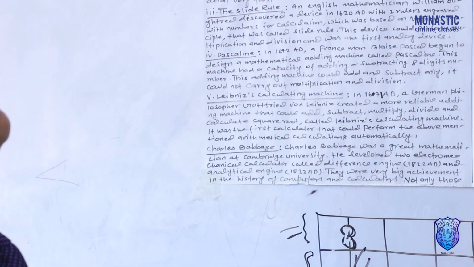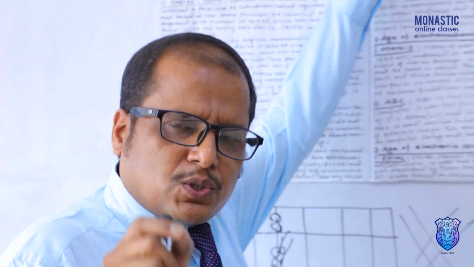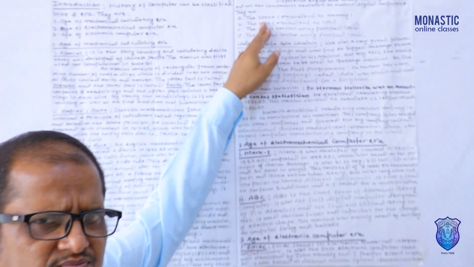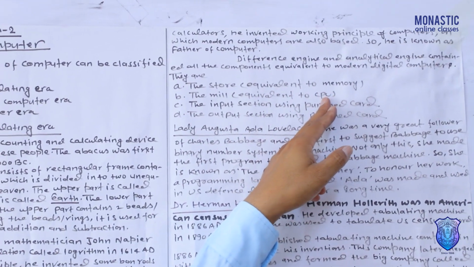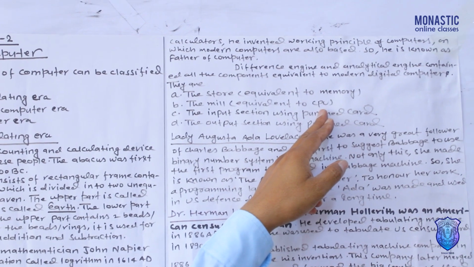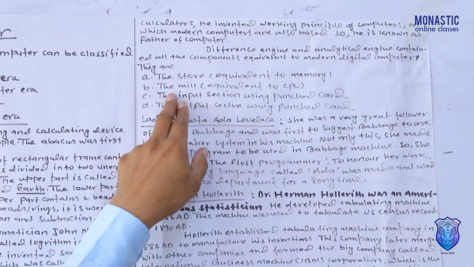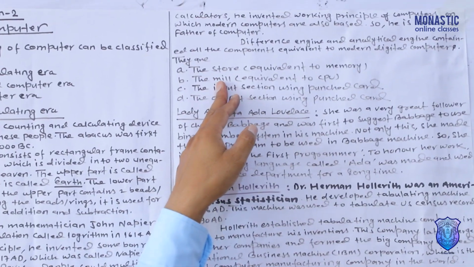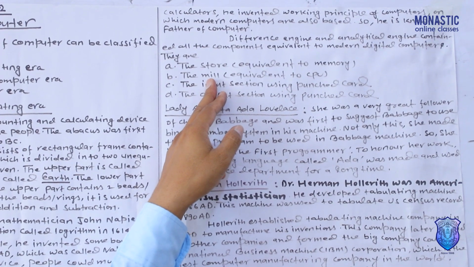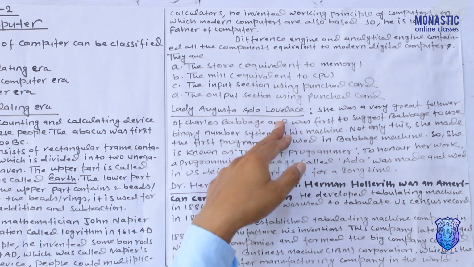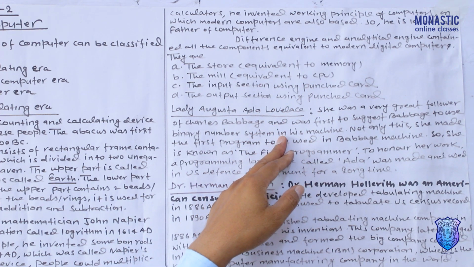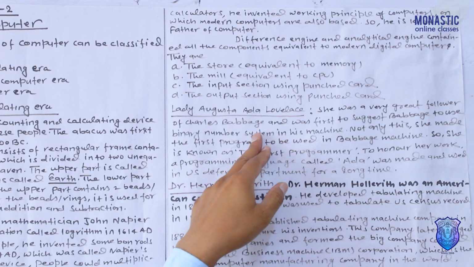And the different parts were, number one, the store. The function of the store was to store the data, and it is equivalent to memory. Today's memory is also used to store data. Similarly, another one is the mill. The function of the mill was to calculate the data, and it is equivalent to the CPU. The CPU is also used to calculate the data or information.